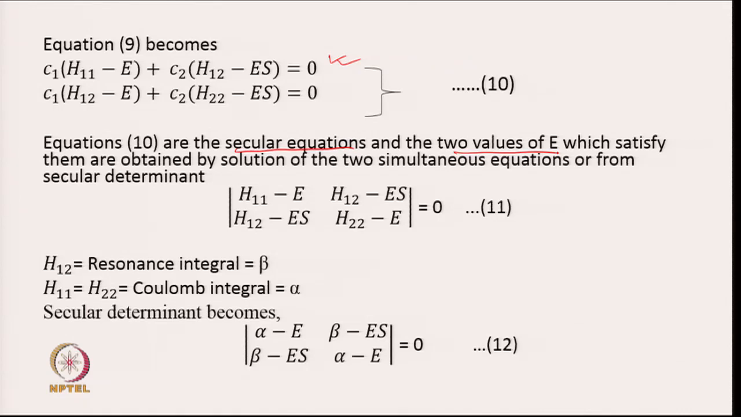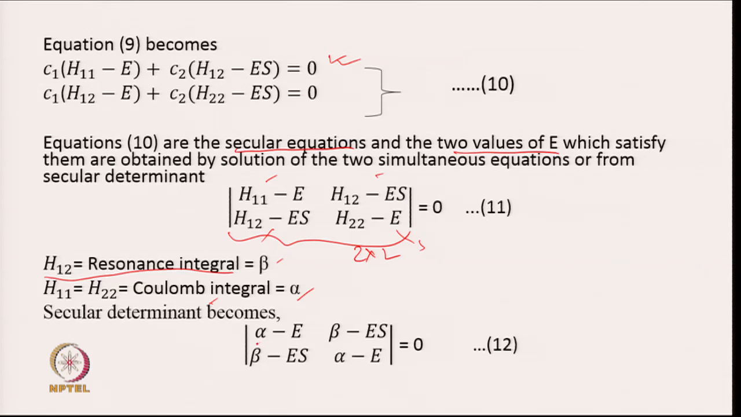And the way we solve it is by writing a matrix, a 2 into 2 matrix. The first row is H11 minus E, H12 minus ES, and the second row is H12 minus ES and H22 minus E. Now, if you remember, H12 involves the wave functions of both nuclei, and that is why H12 is called the resonance integral. Let us put it as beta, and H11 and H22 are the Coulomb integrals, and they involve the individual nuclei, and let us put them as alpha.